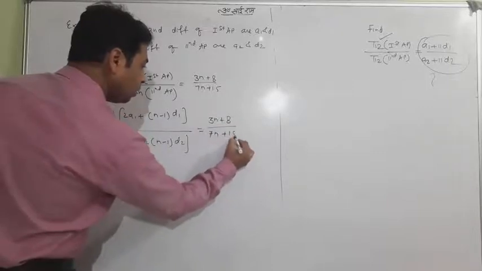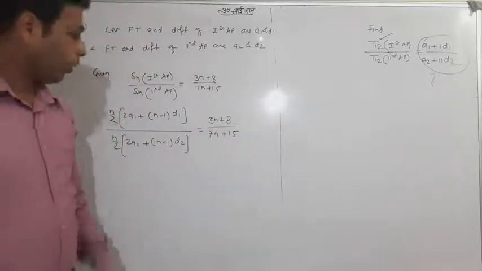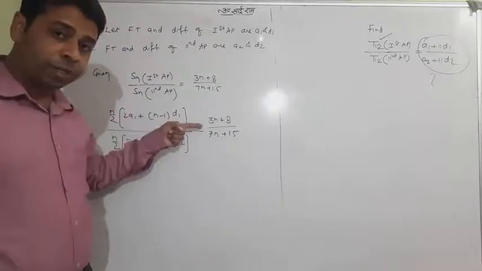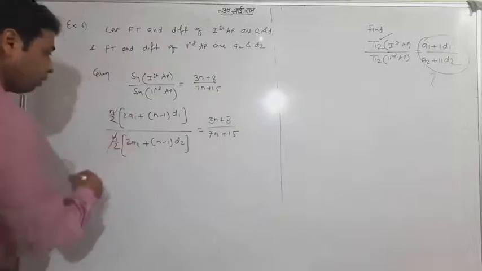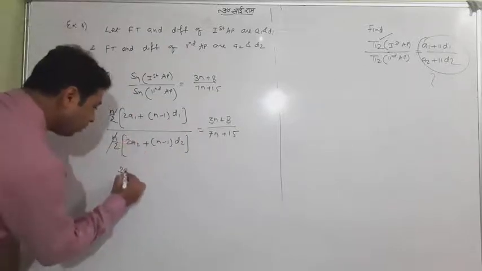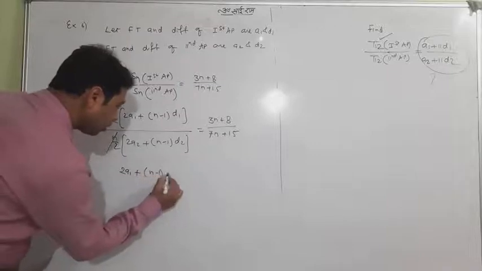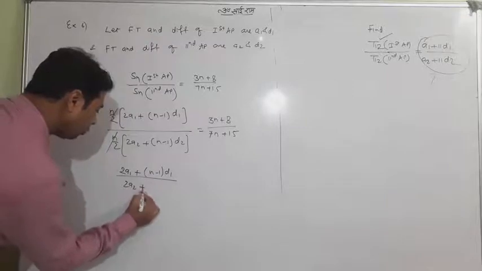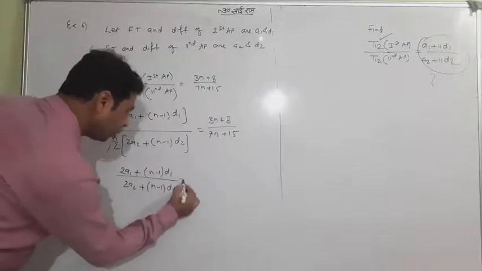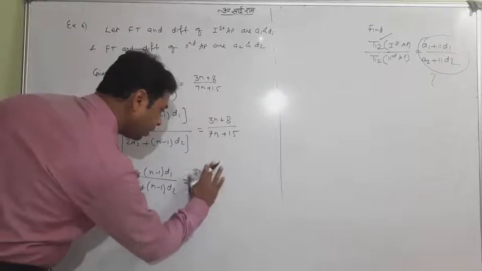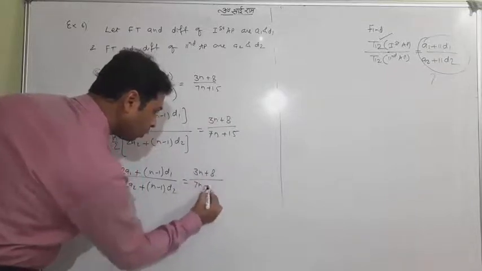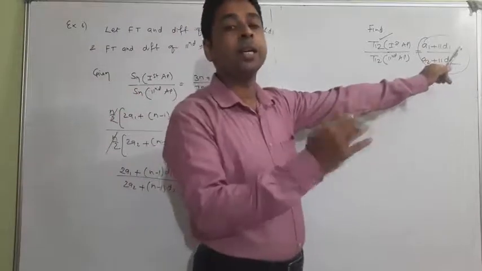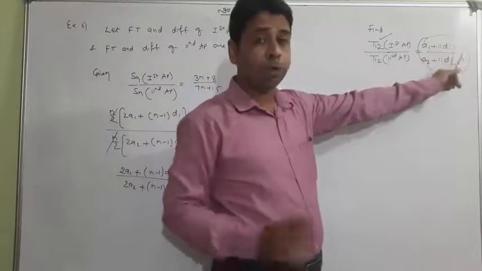This is the equation. Now a1, d1 for the first AP, a2, d2 for the second AP, and this is the formula of the sum of n terms. Now these two will cancel each other. What remains is 2a1 plus (n minus 1)d1 upon 2a2 plus (n minus 1)d2, equal to (3n plus 8) upon (7n plus 15). On the side, I have written my requirement because this will help you find the answer.